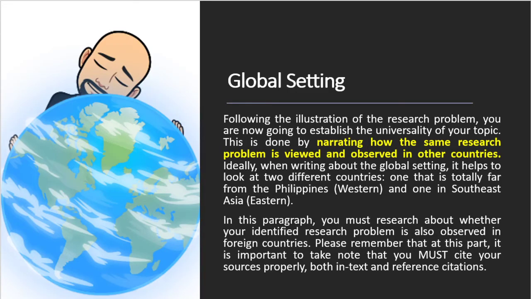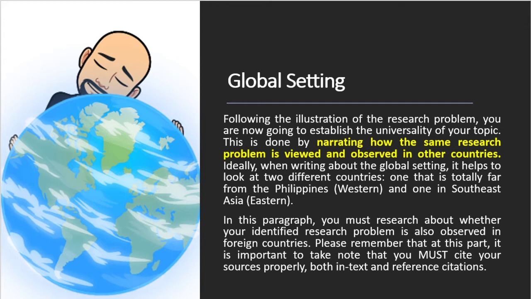So let's go to the second paragraph of your background of the study, which is the global setting. So the global setting, this is where you narrate how the same research problem, the one you identified in the first paragraph, is viewed and observed in other countries. Now you try to identify whether the same thing is happening in, say, another country in Europe or another country in Asia. And you're going to identify how it is perceived, how it is understood in their context.